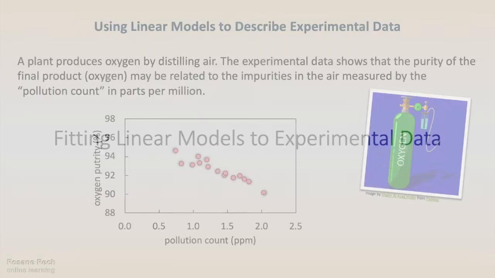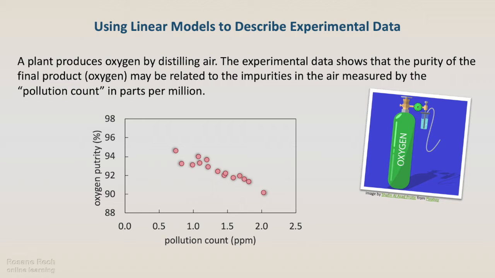Let's now take a look at another example. A plant produces oxygen by distilling air. The experimental data shows that the purity of the final product, the oxygen, may be related to the impurities in the air, measured by the pollution count in parts per million. The plot shows the experimental data as the oxygen purity, the response variable, as a function of the pollution count, the regression or explanatory variable.